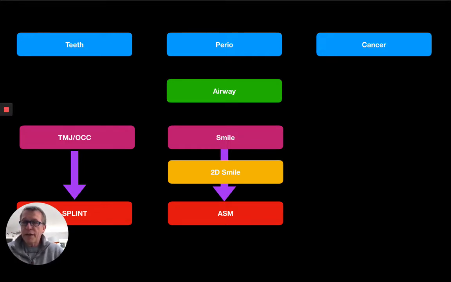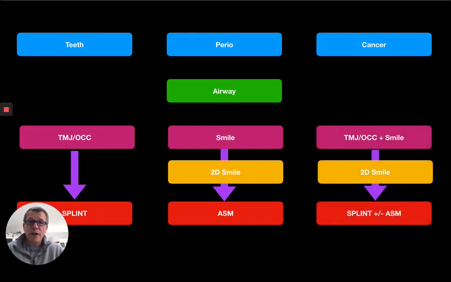Indirectly is my favorite way of doing it, because again, I get to spend less time messing in the patient's mouth. But I also have quite a lot of patients who have functional issues and smile issues, and we're going to go through that. Maybe we'll do the splint and the 2D smile, and then we'll do the splint and the additive smile mock-up as well at the same time. So those are the main groups that I'm looking to deal with.